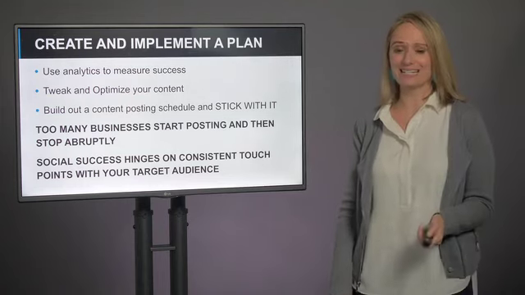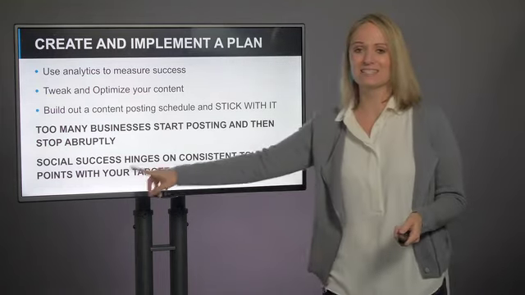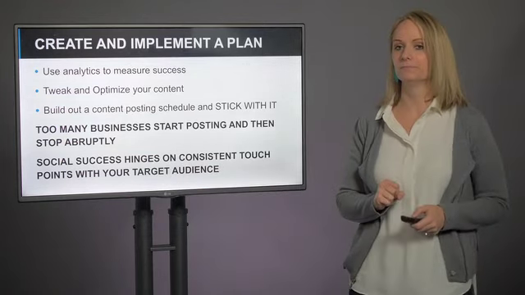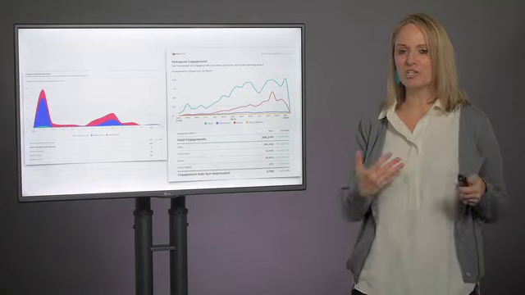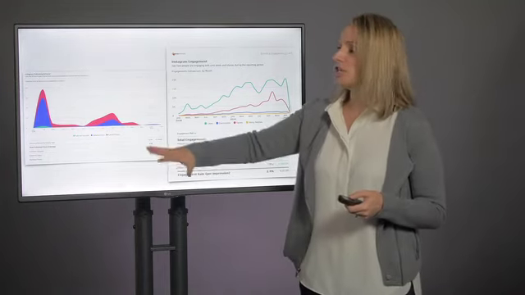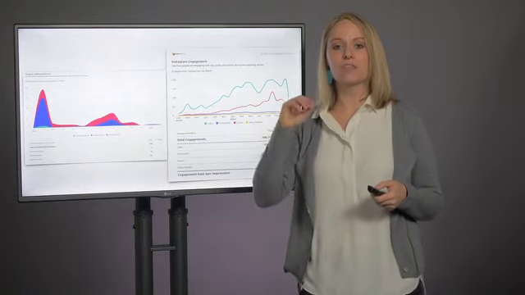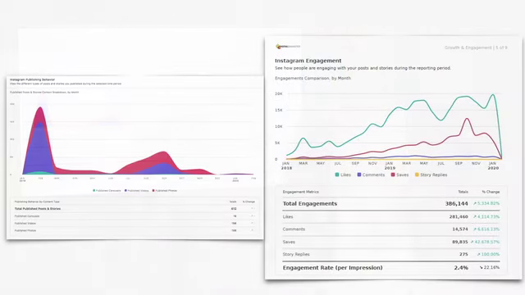So your social success hinges on the consistent touch points with your target audience, where they are. And so how can you measure your success? You're going to want to use analytics that are available on the channels and possibly third-party tools that are most likely paid. What the third-party tools will give you is kind of a tracking overview for a period of time.